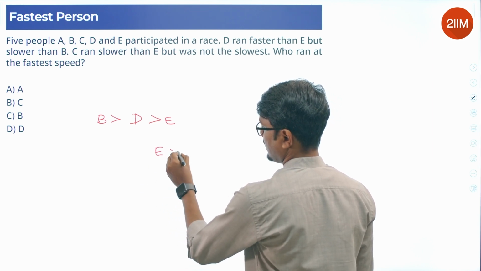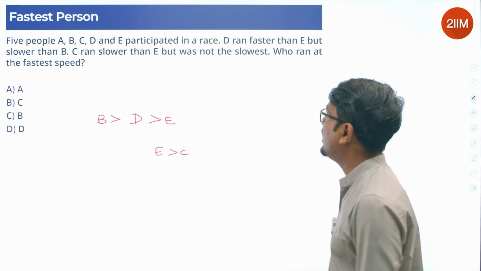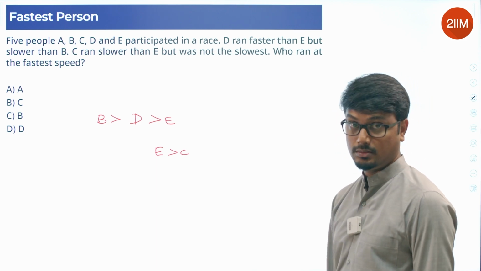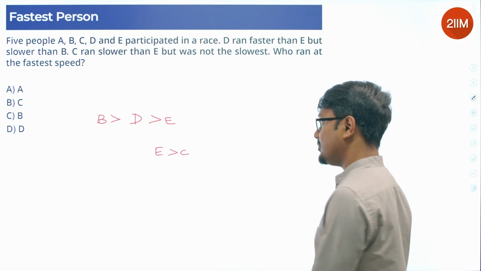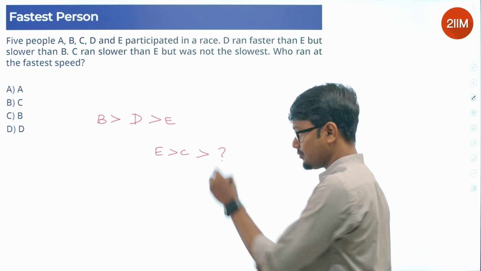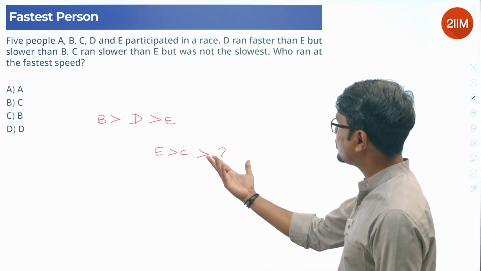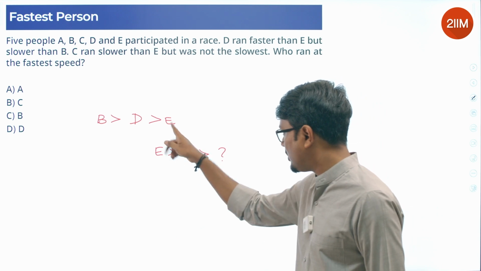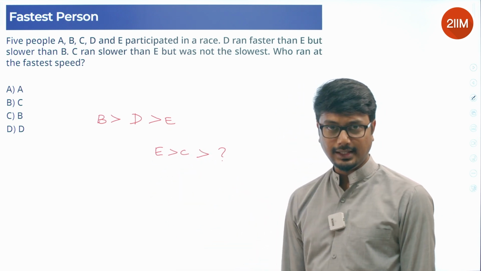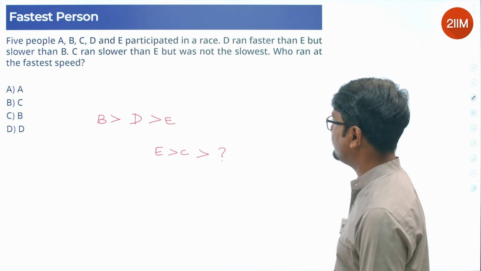So E, okay, but C was not the slowest. In that case, after C, somebody is there. We'll find out, then we'll connect it. So totally we got A, B, C, D, E, 5 people. 3 people are already connected. The fourth person is C, and the last person should be the one who was missed out.